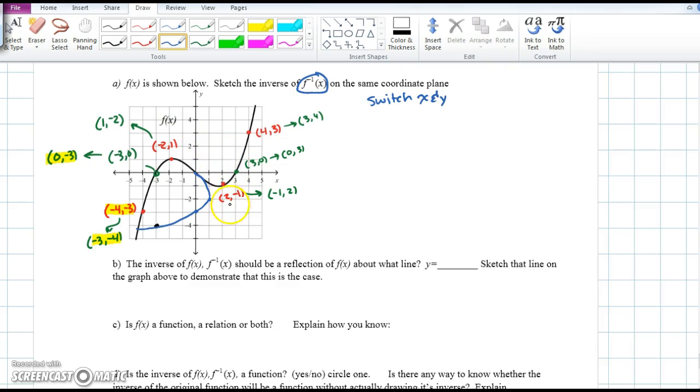Now the next point I come to is (2, -1). That goes to (-1, 2). (3, 0) goes to (0, 3). (4, 3) goes to (3, 4).